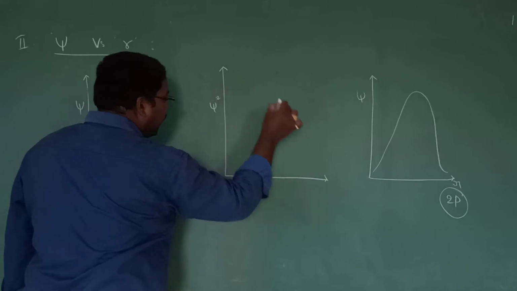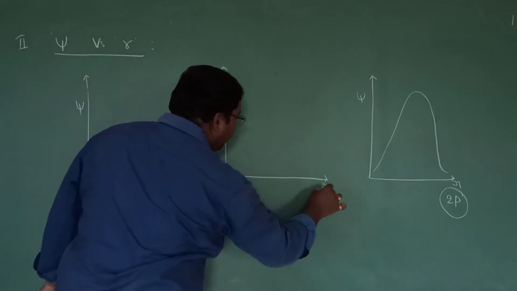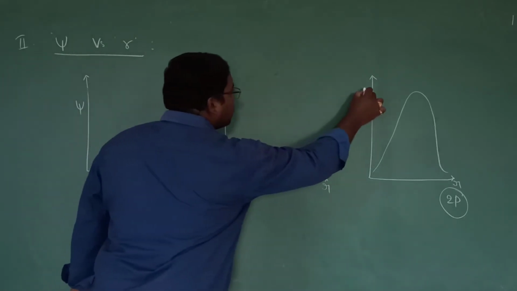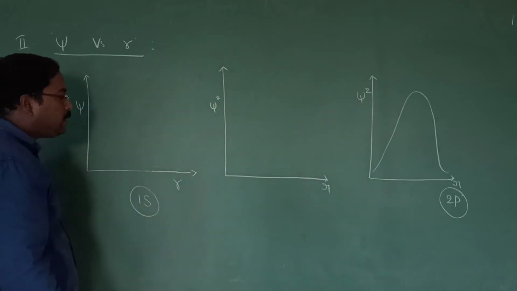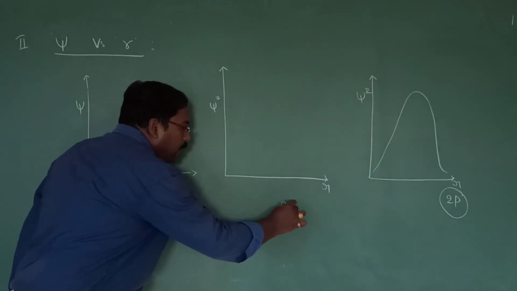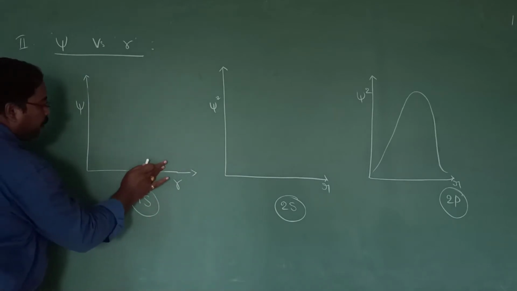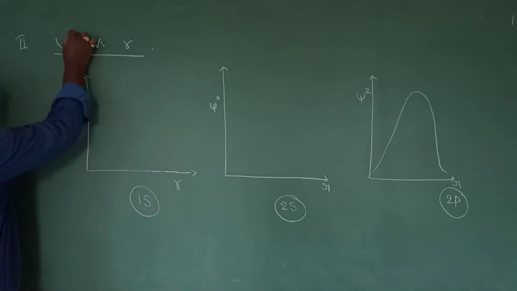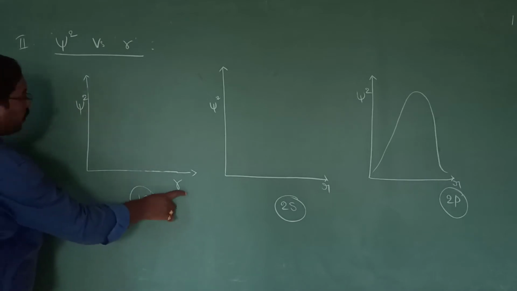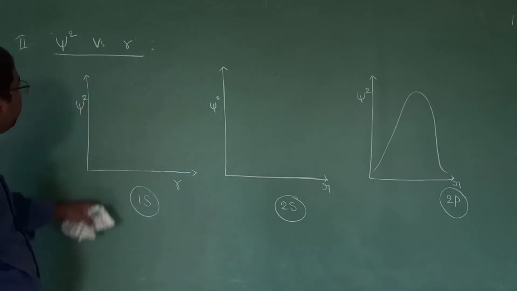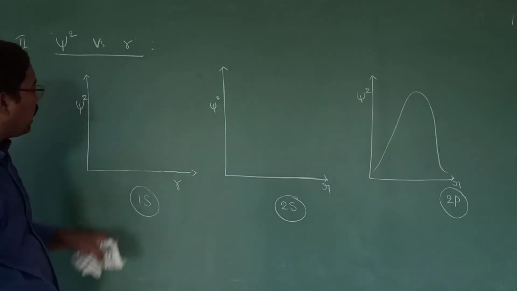Now coming to the second type. This time we are going to draw the graph between psi square versus r. Now coming to the first graph, psi square versus r we are going to draw. Okay, these are the second type of graphs between psi square versus r.